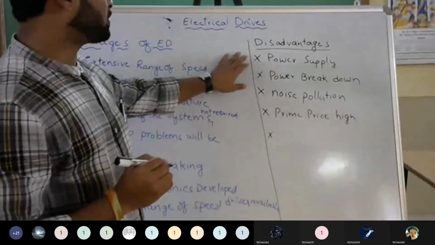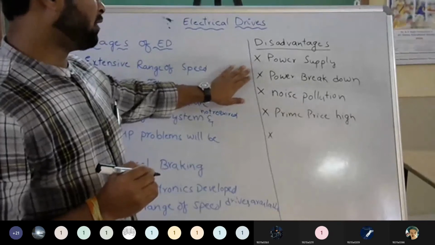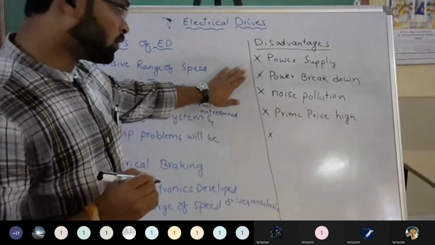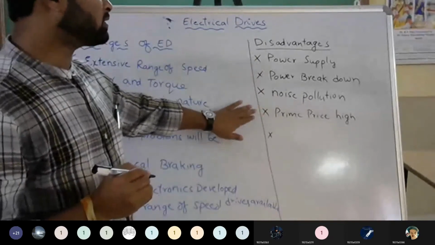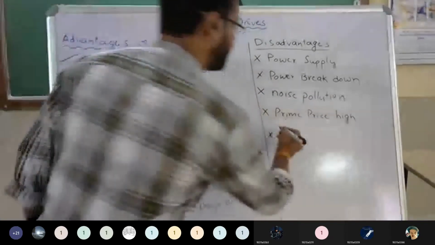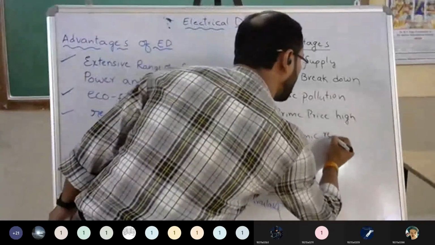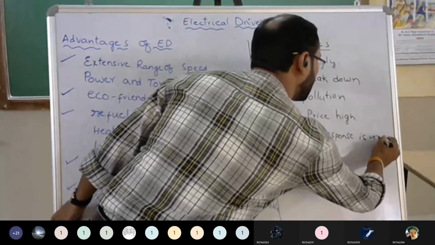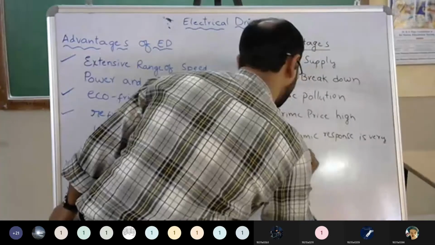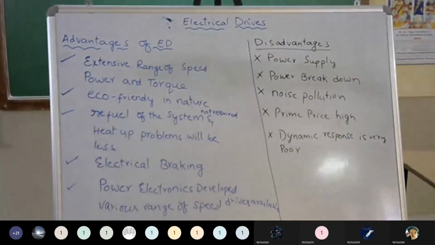So power supply is required, so that is one of the problems. And even if power breakdown is there, at that time also the electrical drive won't work, and it gives so much noise pollution, and the prime price is very high. Other than this, the dynamic response of these is very poor. So these are the disadvantages with the electrical drives. Okay.